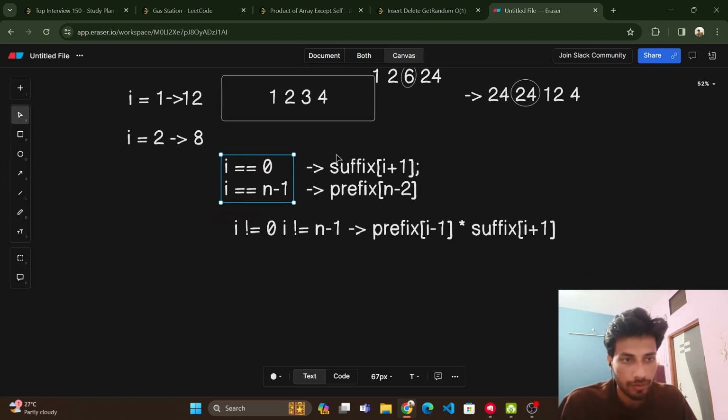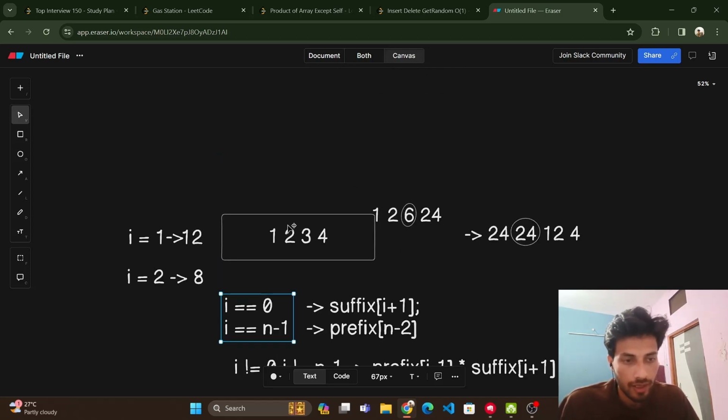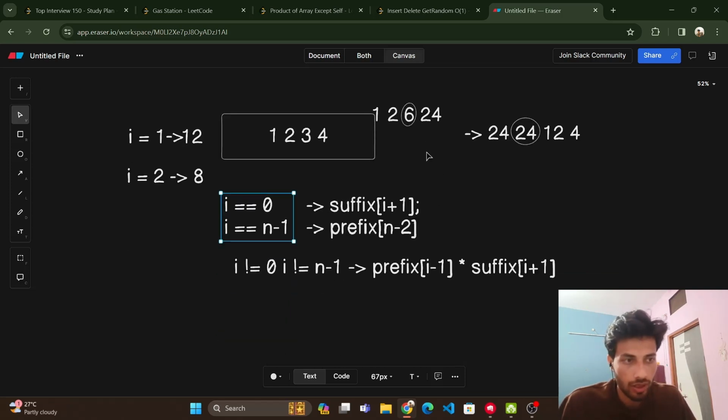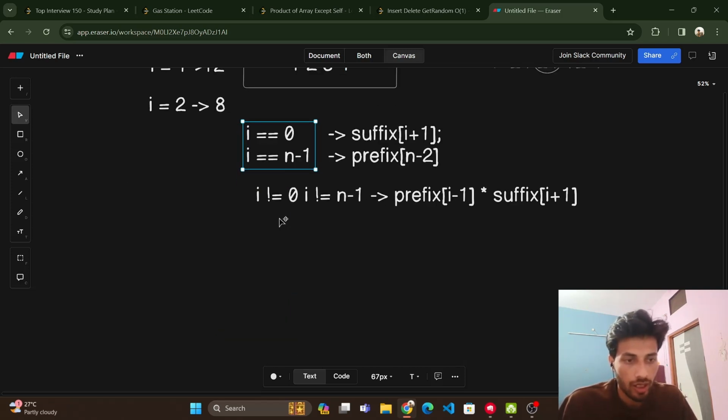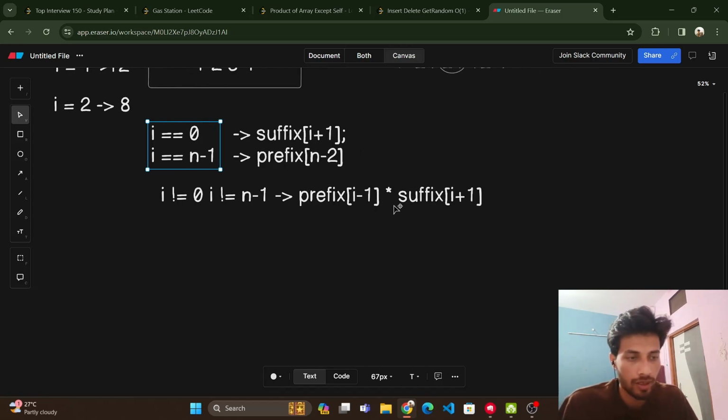Now the same for the second case, that is i equal to n minus 1. Then same, see, 1 into 2 into 3, that is 6, we don't need 4, so this will be our answer, 6 from the left side. Now if these both cases don't apply, then there is another case. Of course, this is the most important case that we are going to solve.